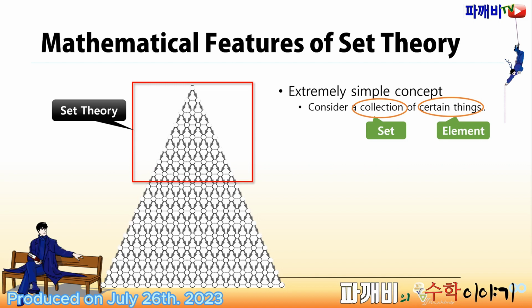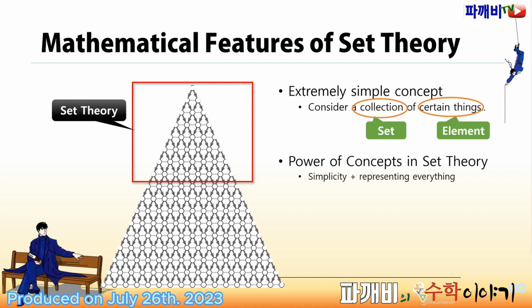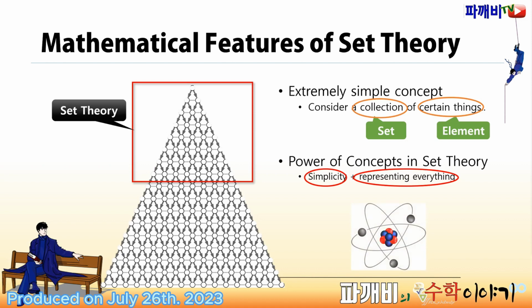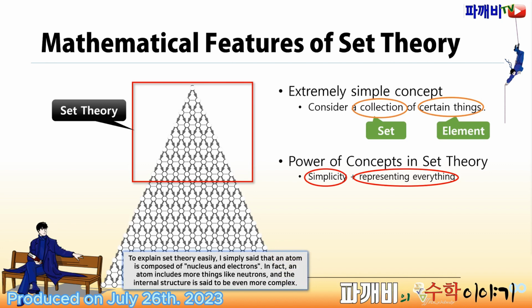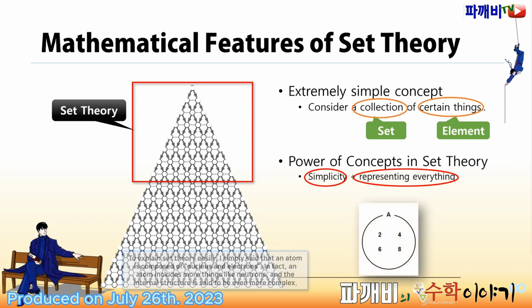Actually, here lies the mathematical power of the concept of set theory. It is simple, yet it can express a multitude of things. Being simple is important here, but that's not enough on its own. If that were the case, it would be useless. It must also have the ability to represent everything. Just like atoms that make up all matter consist of only an atomic nucleus and electrons, set theory, which can represent all mathematical content, is represented by elements and the sets they belong to.